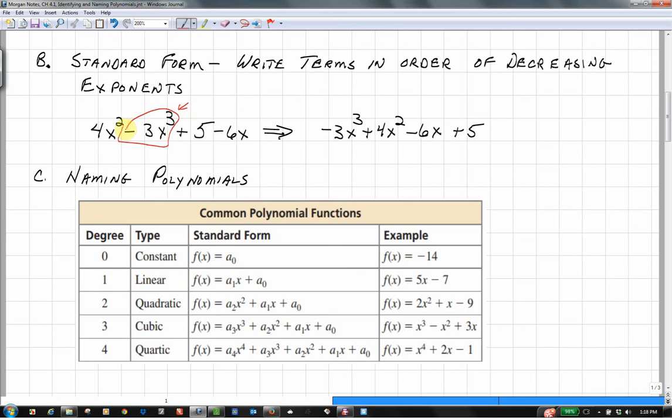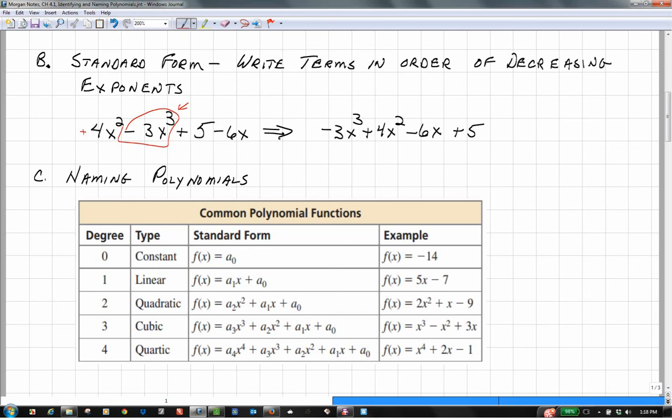So minus 3x cubed. Then I have a 4x squared. That'd be a plus in front of that. So plus 4x squared. So notice now I just have them in order of decreasing exponents. That's called standard form. The other thing we have to know is just what do they call these things. They all have specific names.